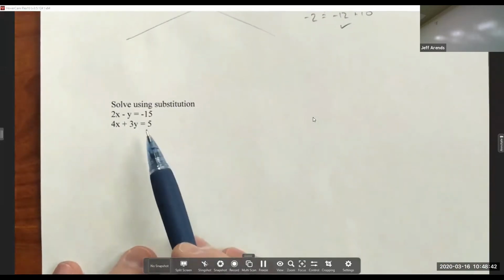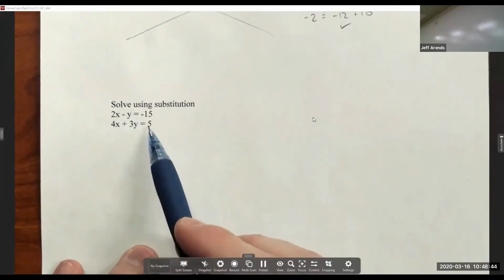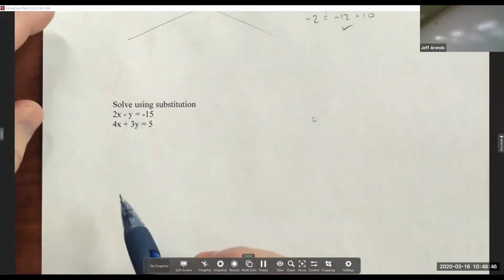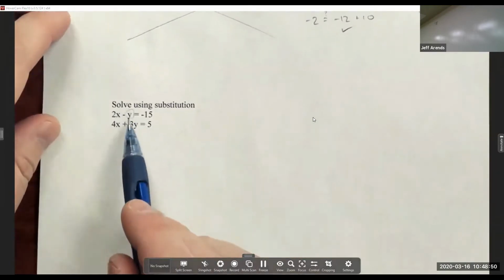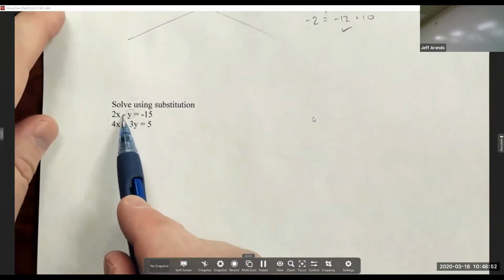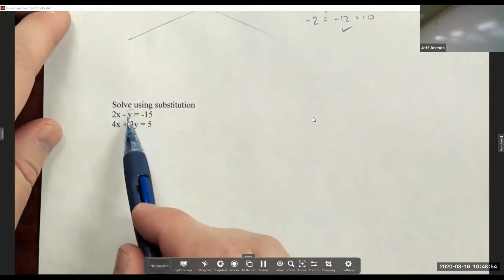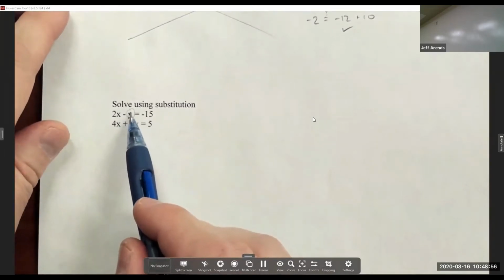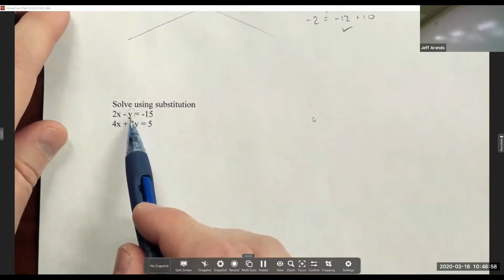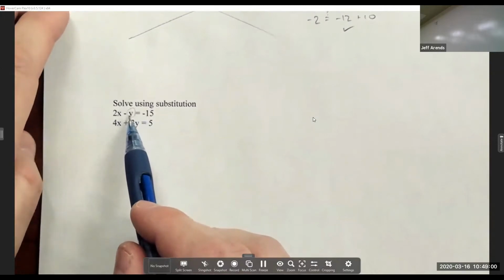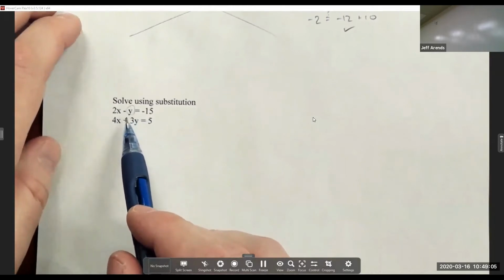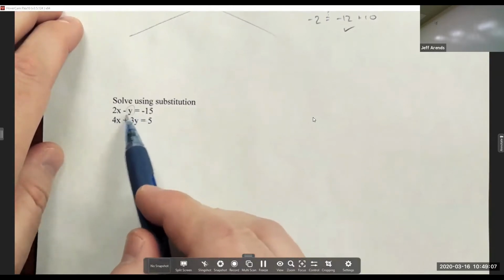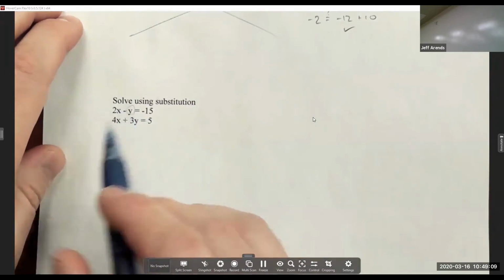In this instance, neither of these equations are solved for a variable. But I'm noticing this variable right here doesn't have anything multiplied by it. Well, I guess it's subtracting. But there's no 2 or 3 or 4, anything like that in front of this y. So if I solve for this y, I don't need to divide by anything. So if I'm going to use the substitution method here, I would like to solve for this y.